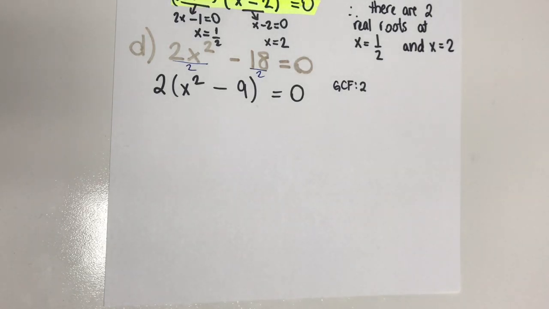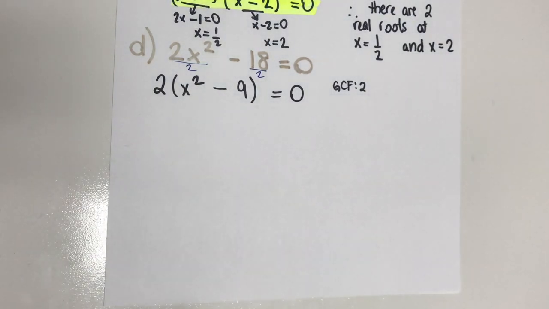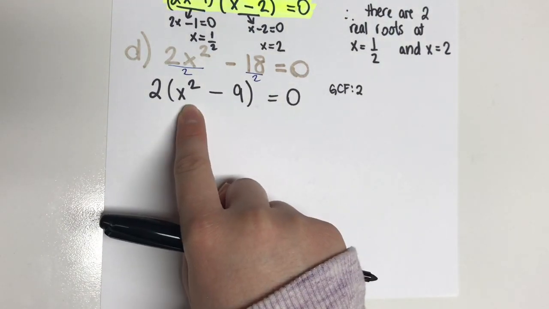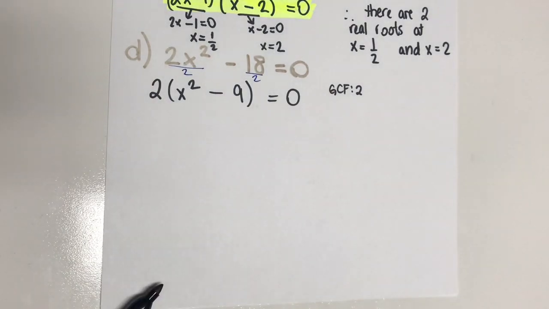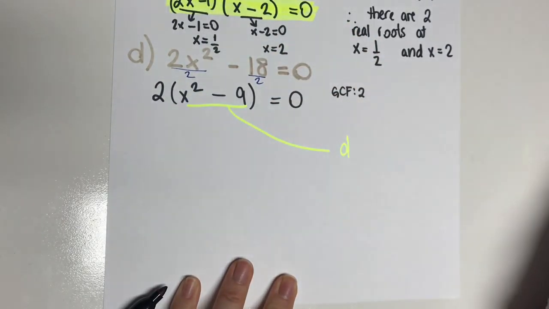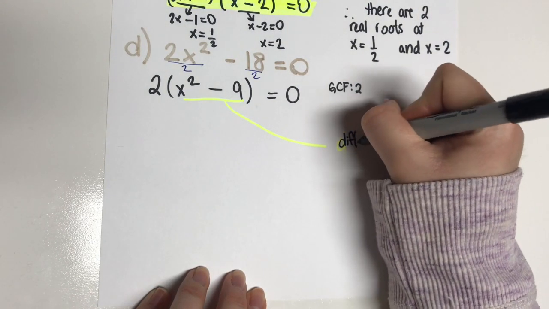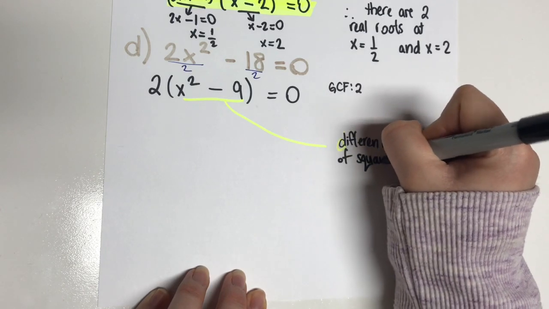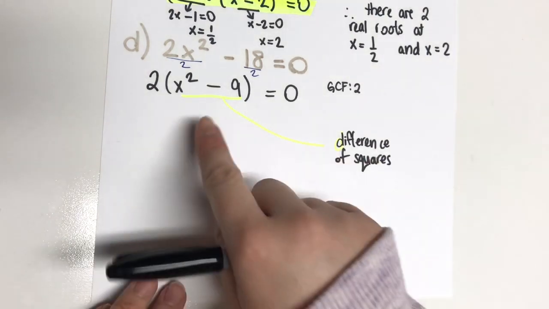So our special cases, there's two types. There was a perfect square trinomial, and there was a difference of squares. So x squared is a square number, 9 is also a square number, and they're being subtracted. So we call that a difference of squares. I don't know if that's noticeable. Gonna have to invest in different color Sharpies. All right, so difference of squares.